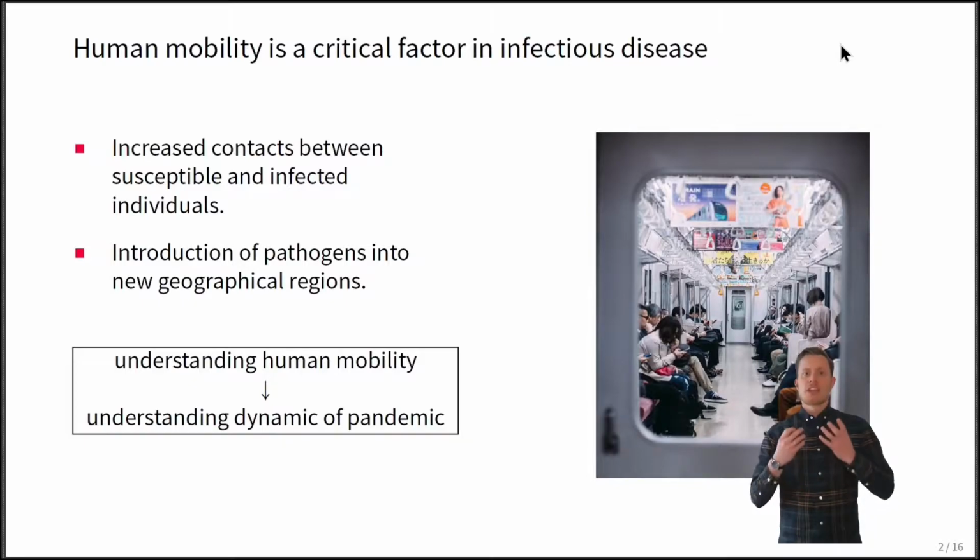It is long known that human mobility is a critical factor in infectious disease for two reasons. First, for the increased contacts between susceptible and infected individuals. As a countermeasure, we have now these lockdowns. And second, for the introduction of pathogens into new geographical regions. This is a reason why we have this conference, not in Amsterdam, but online. To sum up, understanding the human mobility directly translates to a better understanding of the dynamic of a pandemic.